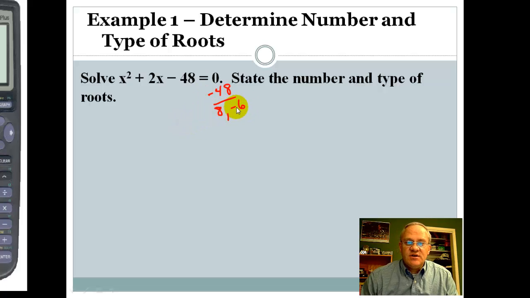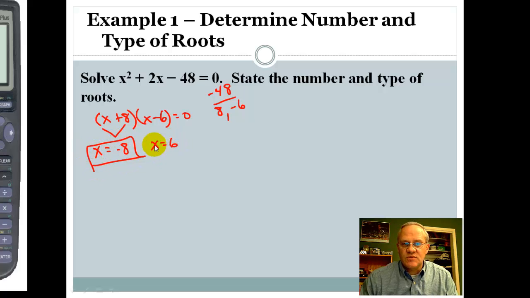Because 8 times negative 6 is negative 48, but 8 plus a negative 6 is 2. So what will happen is this will break down to x plus 8, x minus 6, and then remember what I was talking about with the factors. These are your two factors. And so to solve this, we have to figure out what does it take to make this equal 0. X would equal negative 8. And here x would equal 6. So here's our two solutions.